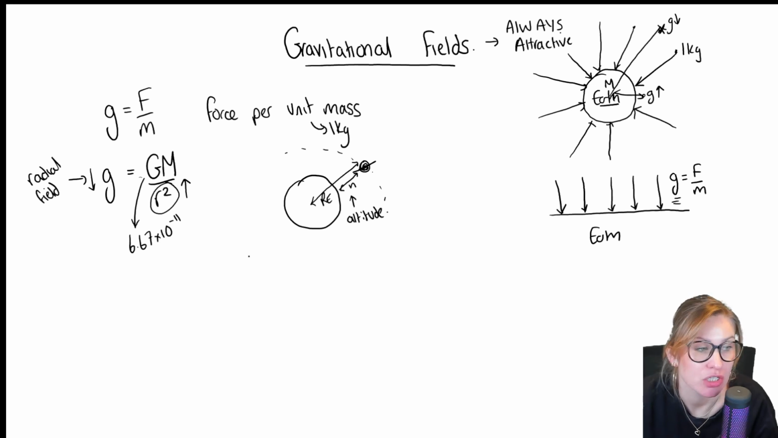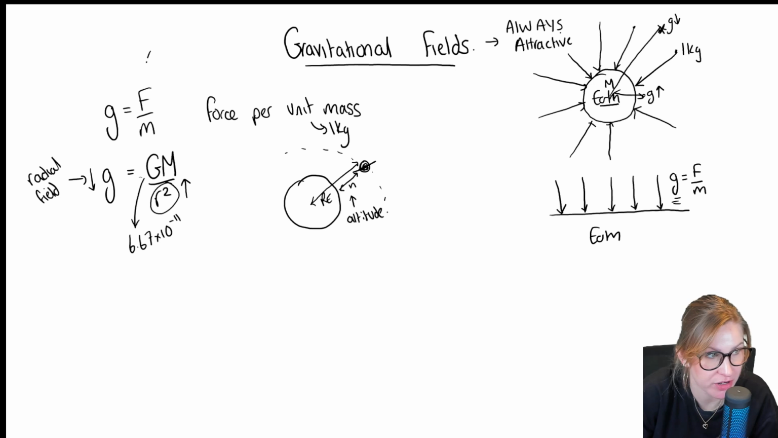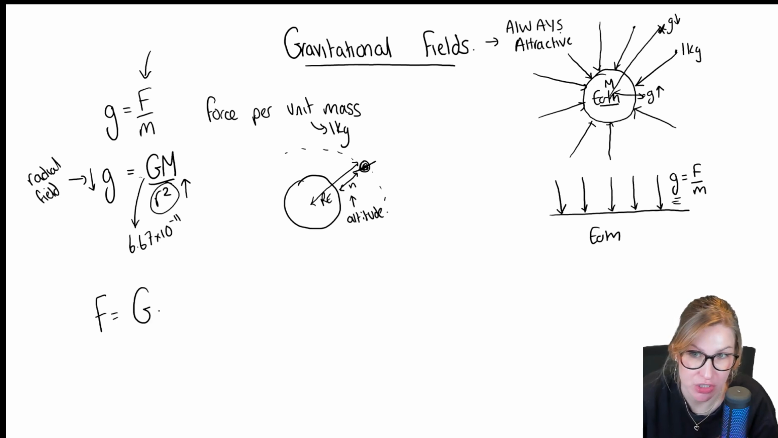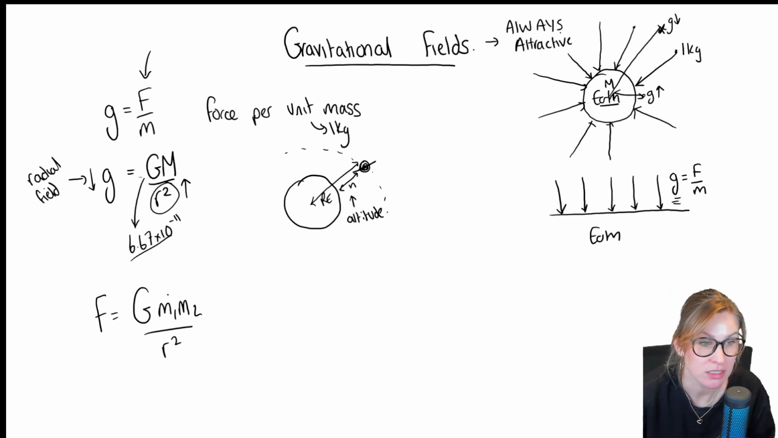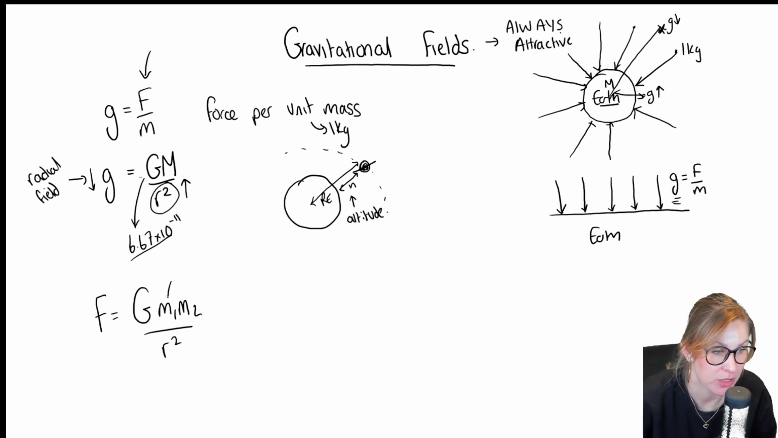Another way to calculate the force, which you can see on our data sheet, is that the force between two masses is equal to G, our universal gravitational constant, times mass 1, times mass 2, divided by the distance between them squared. Again, G is our universal constant, 6.67 times 10 to the negative 11. M is the mass of each body. Let's say we've got a satellite orbiting the Earth. Mass 1 might be the mass of the Earth, and mass 2 might be the mass of our satellite. Then r, the distance between them, would be the radius of the Earth plus the height that the satellite is above the surface of the Earth, all squared.